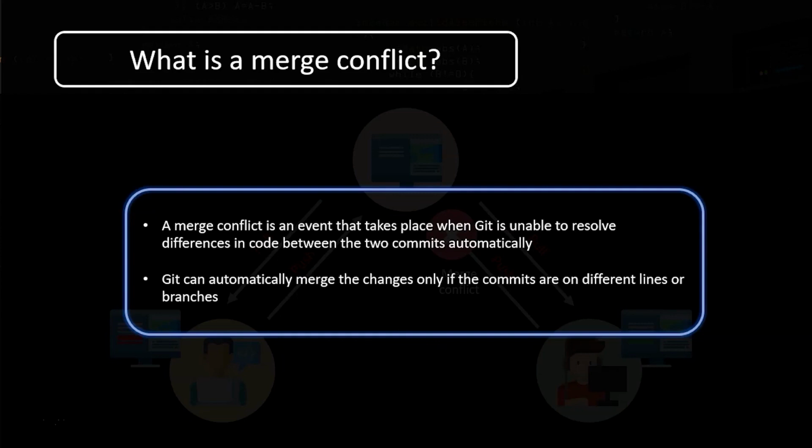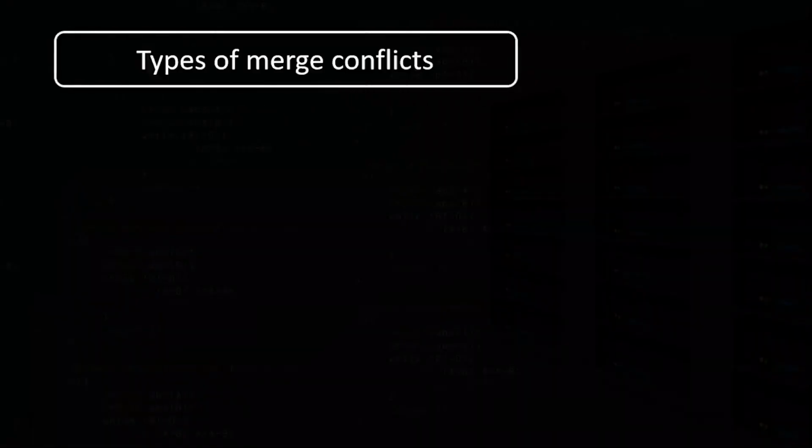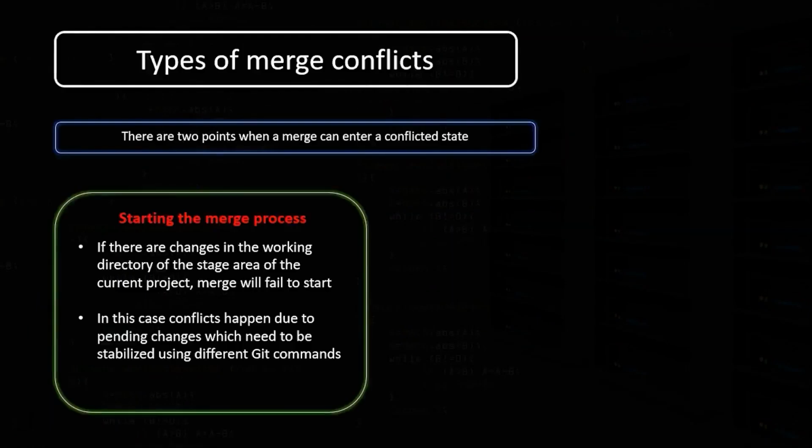So Git can automatically merge the changes only if the commits are on different lines or branches here. So if at any moment you are diverging from the process and you have different lines of source code, that is where merge conflicts come into the picture. Now what are the different kinds of merge conflicts which we normally face? The main types of merge conflict: first of all, there are 2 points where a merge can come into a conflicted state.